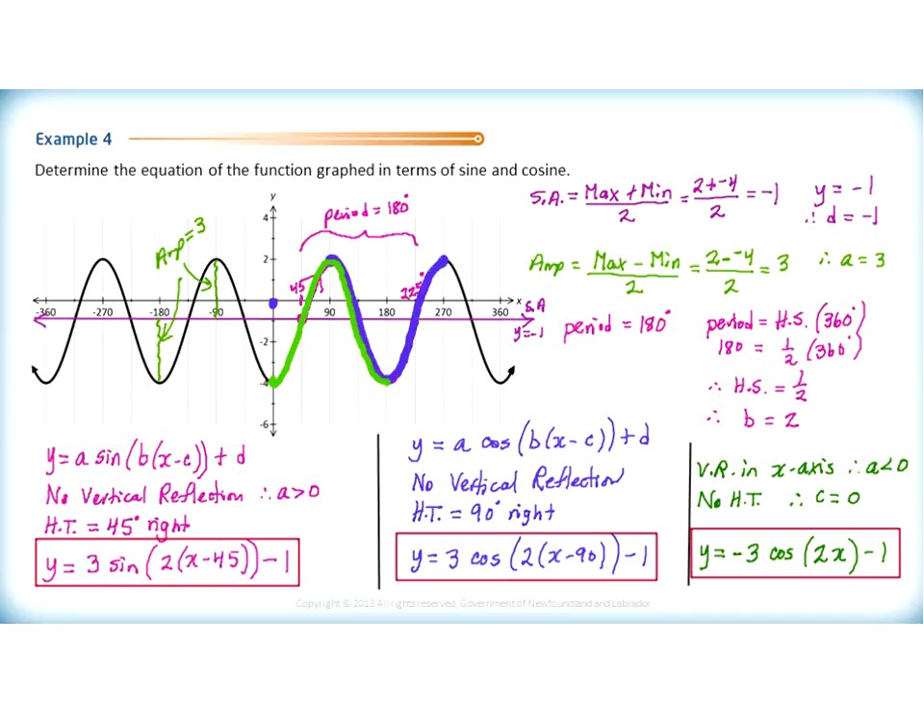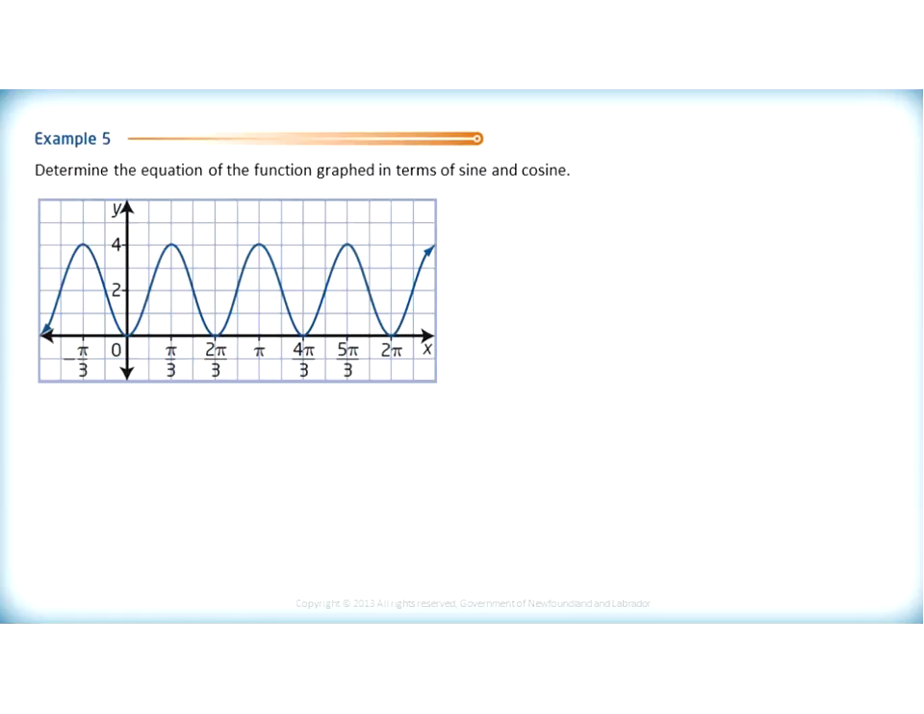All 3 equations, and like I said, there are an infinite number of possibilities that you could use here, depending upon which section of the graph that you choose to represent sine or cosine. Let's do one more example in terms of radian measure. So we'll come up with the equations again in terms of sine and cosine.